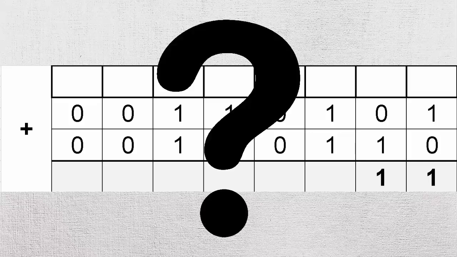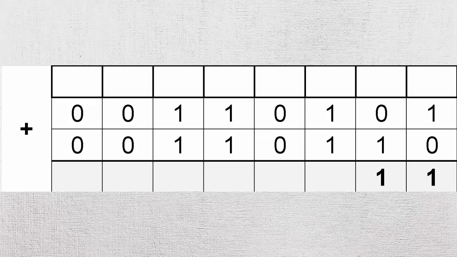Next bit. Now you might think that 1 plus 1 is 2, right? Well, you're wrong. Think back to what I said earlier. When adding binary numbers, 1 plus 1 is 10. So this bit becomes 0, and the other 1 carries over to the next bit.